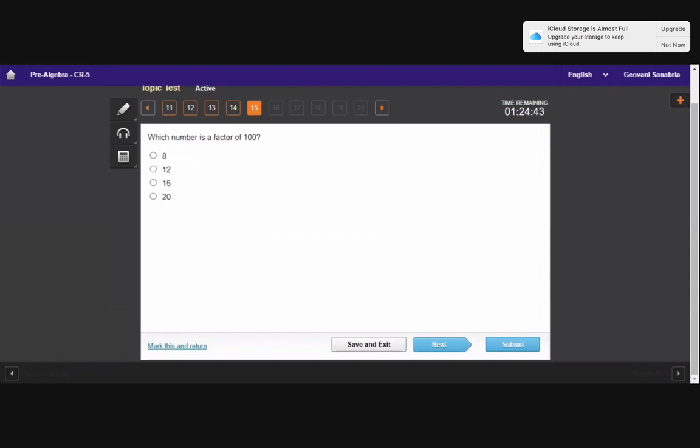This one, I think you got this one. It'd be 20, right? It could be. And it's just which one is a factor. So if you divide 100 by 8, that shouldn't work. 100 by 12, that shouldn't work. 100 by 15, 15 should, right? I don't think it does. Does it? Oh, no, I don't think so. So 20 works. Yeah, you're right.